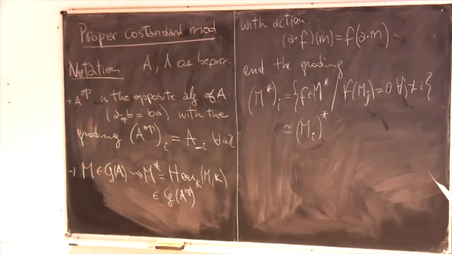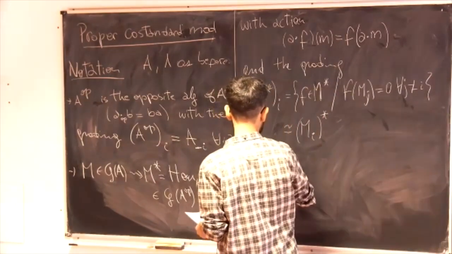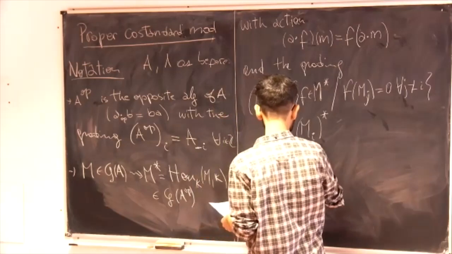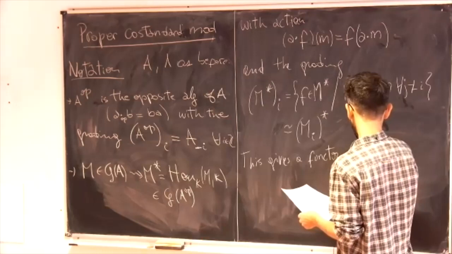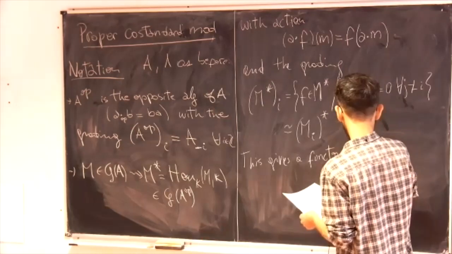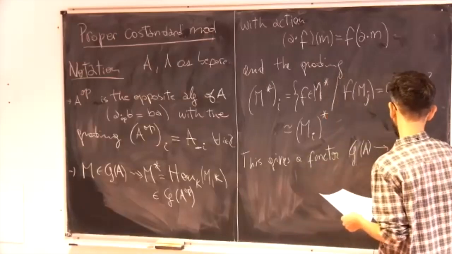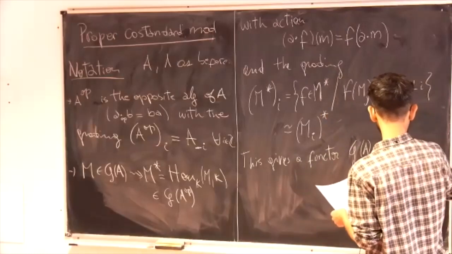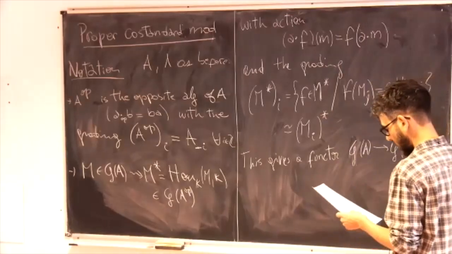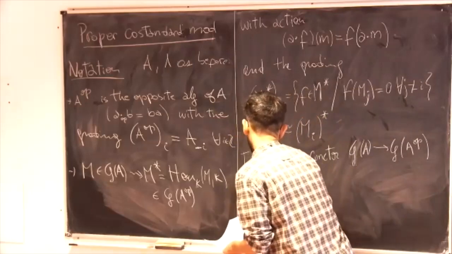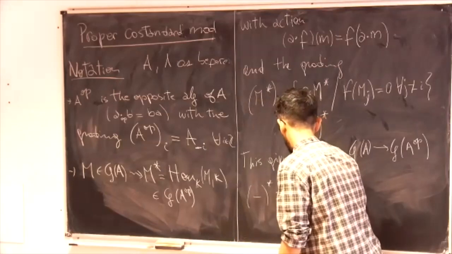Okay. And this gives a functor from the category of graded A-modules to the category of graded modules over the opposite algebra. And in particular, dualizing gives a bijection between the simple objects.